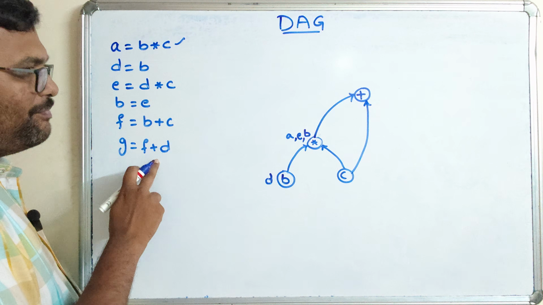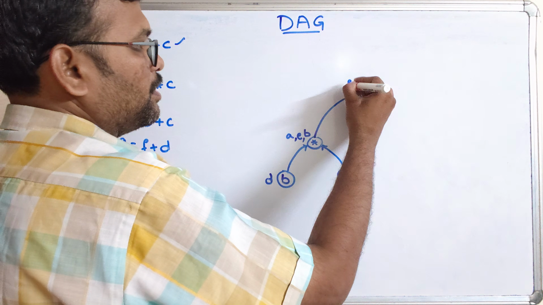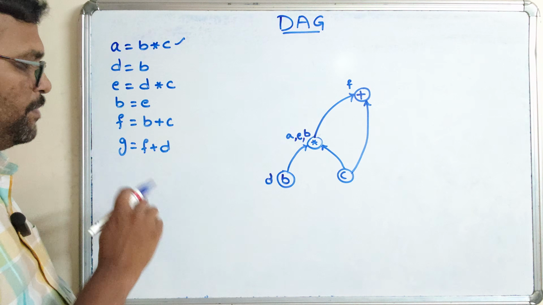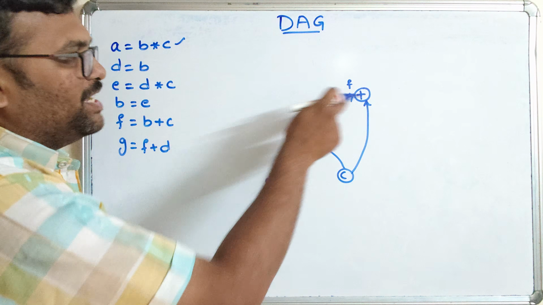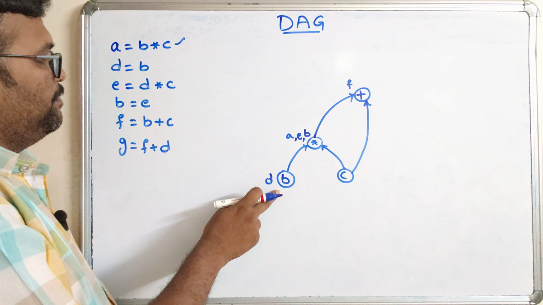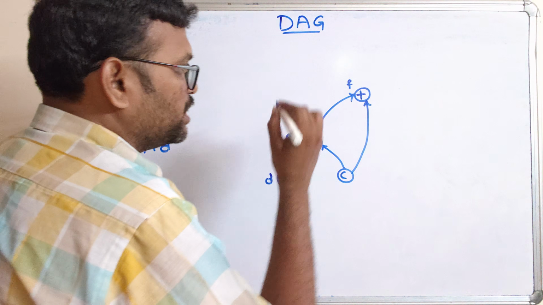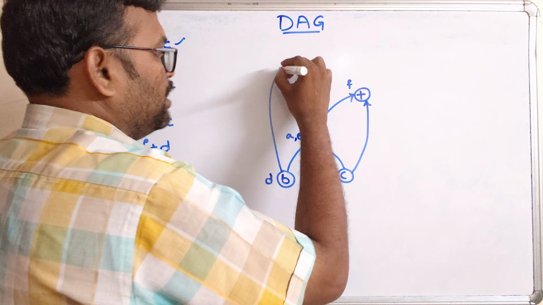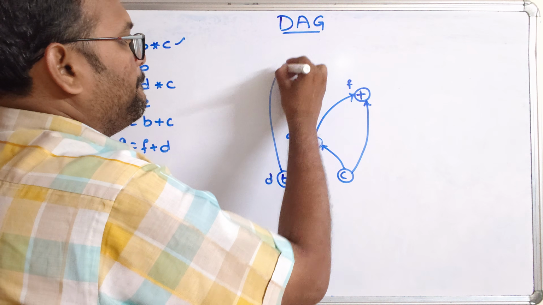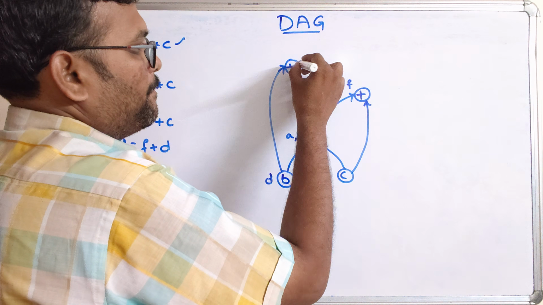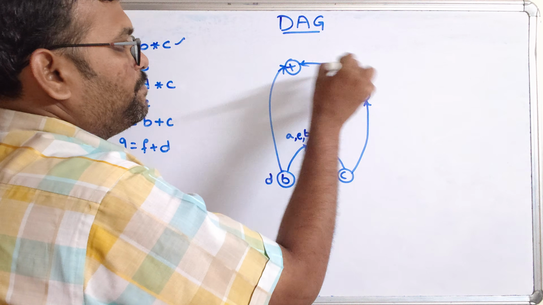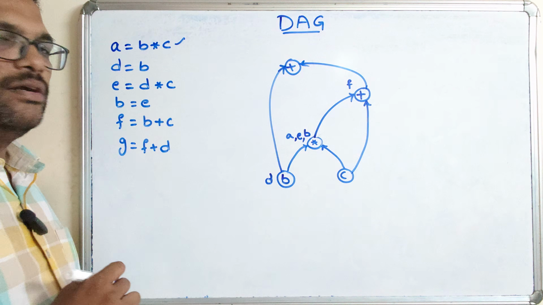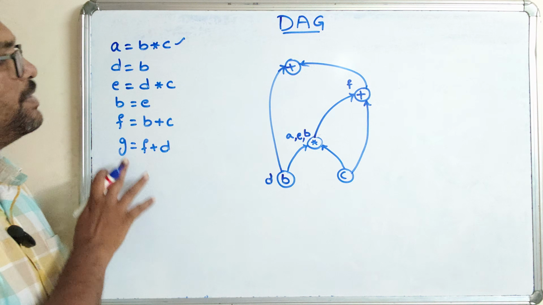Next, G is equal to F plus D. So this is F. G is equal to F plus D. F is this one and D is this one. So D has not been changed. So you can simply write it like this. So this is a directed acyclic graph for these statements.